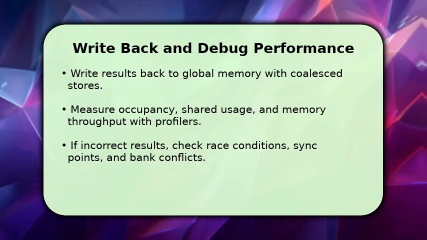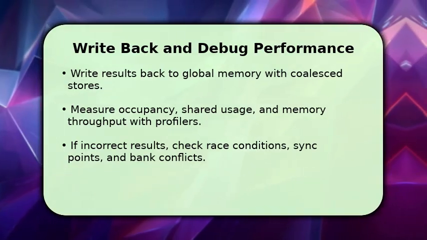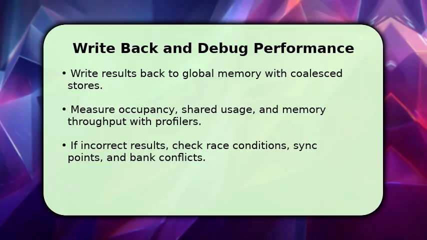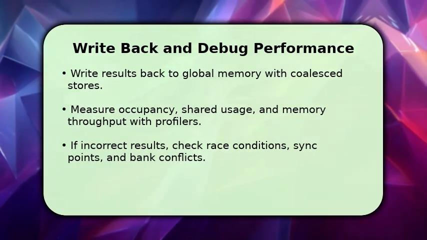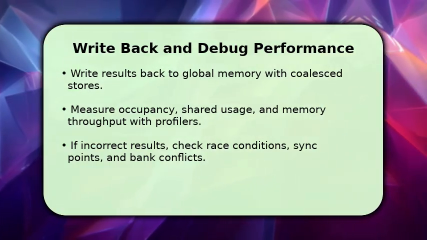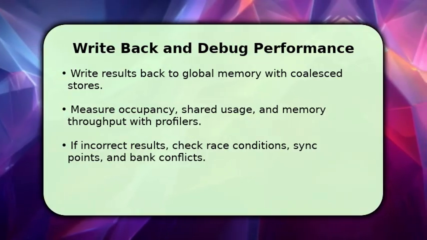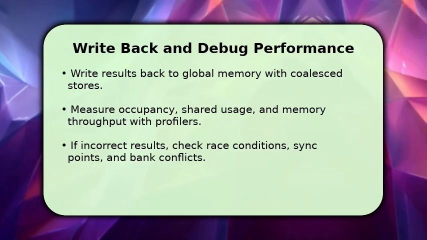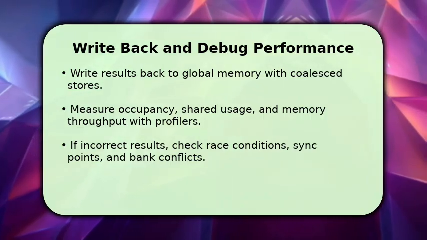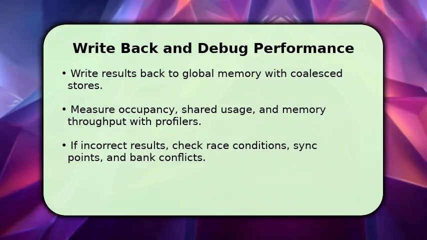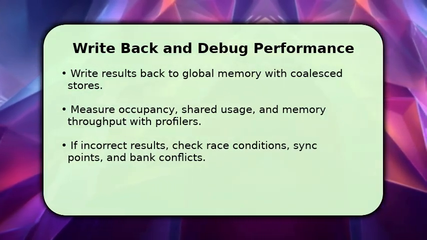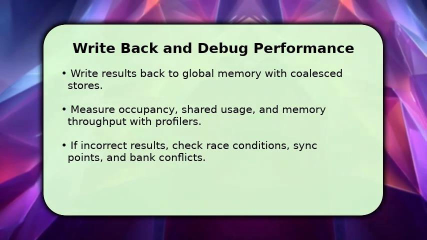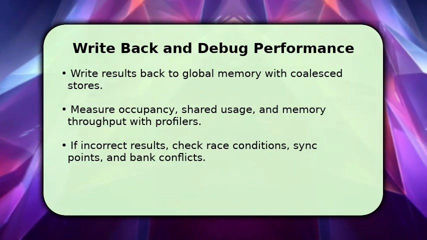Once the kernel runs, profile occupancy, shared memory utilization, and memory throughput to verify gains. Adjust block size or shared allocation if needed. If things go wrong, first look for missing syncthreads calls, race conditions, or bank conflict patterns, and validate index math and alignment. Iteratively tweak tiling, padding, and launch parameters until performance and correctness stabilize, then lock in your kernel configuration.